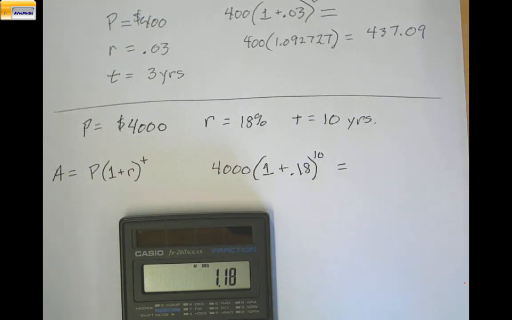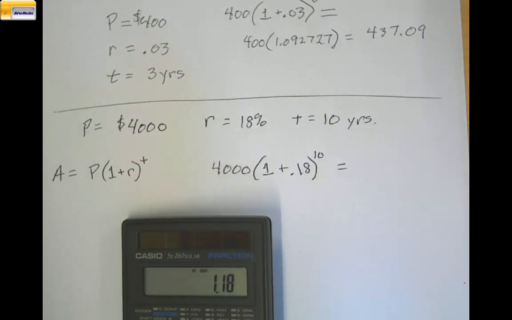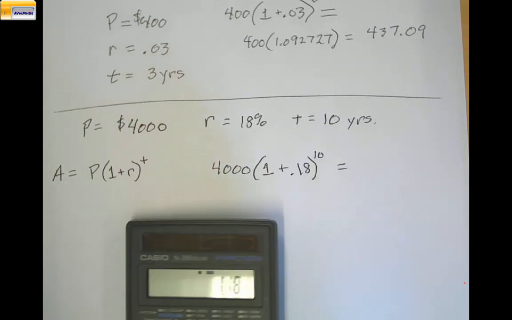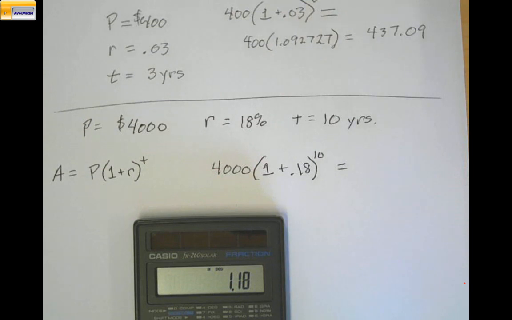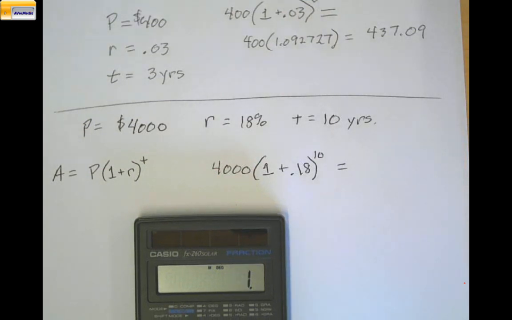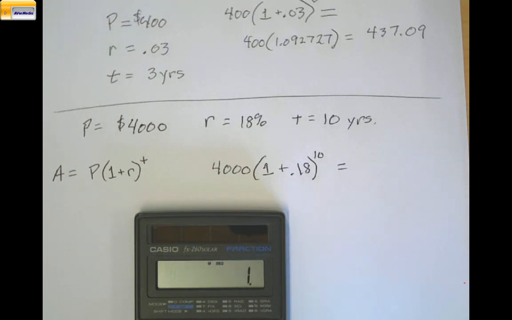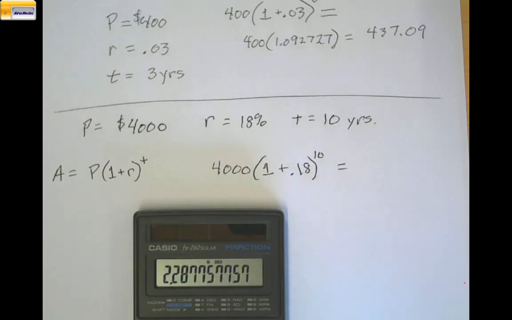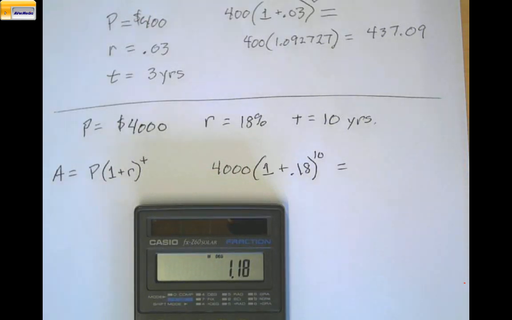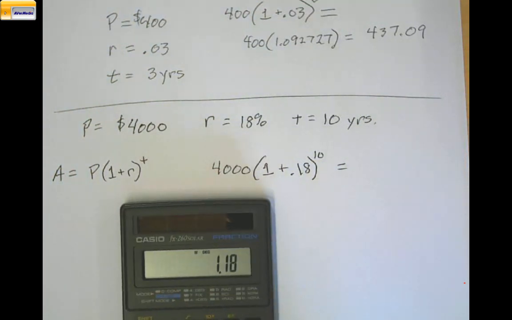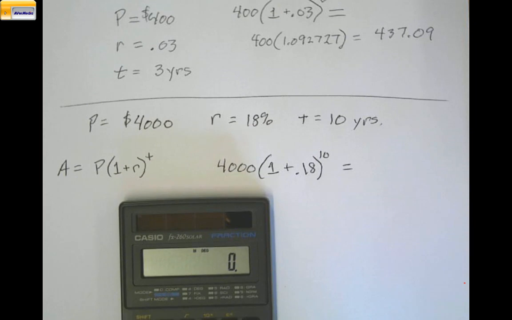1.18. Now here's the deal here on this calculator. I don't think I have a way to do x to a power. So you're just going to have to bite the bullet and do this 10 times. 1, that's 2, that's 3, that's 4, that's 5, that's 6. Excuse me. Okay. And I think I miscounted, so I missed my count. So let's try it again.